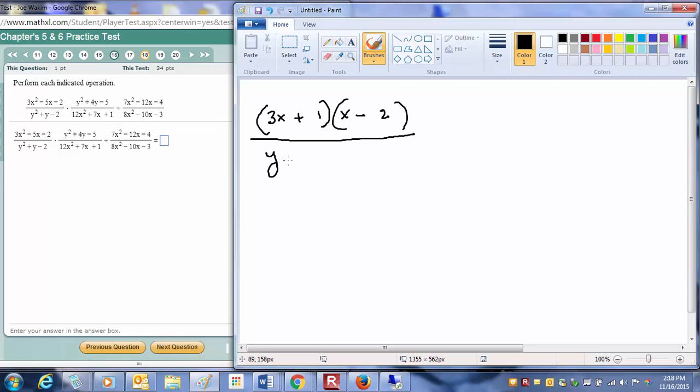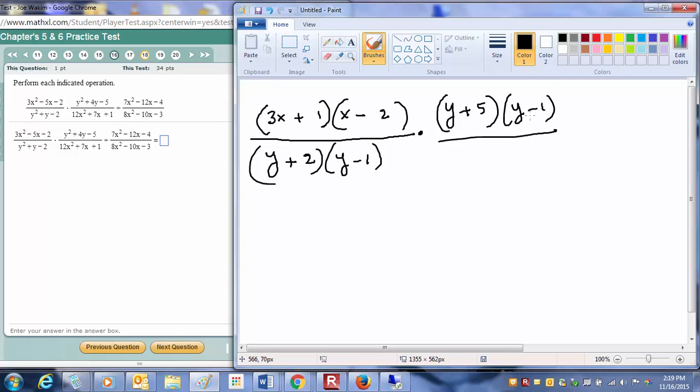So that's going to be y plus 2, y minus 1, because the product 2 times negative 1 will give me negative 2, and 2 plus negative 1 will give me plus 1. So that's done. Same thing here. We have the product negative 5 and the sum is 4. So we're going to go with y plus 5 and y minus 1, because 5 times negative 1, the product is negative 5, plus 5 minus 1, the sum is 4. So that's how we factor.